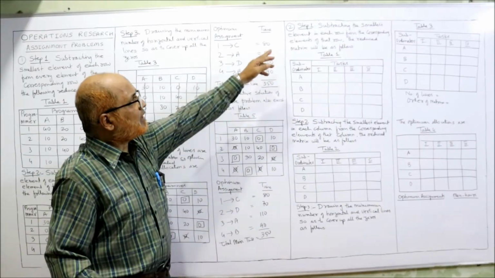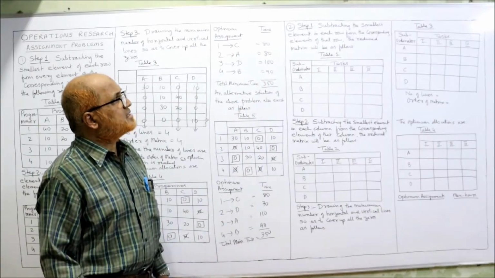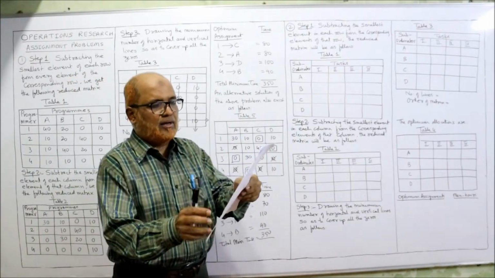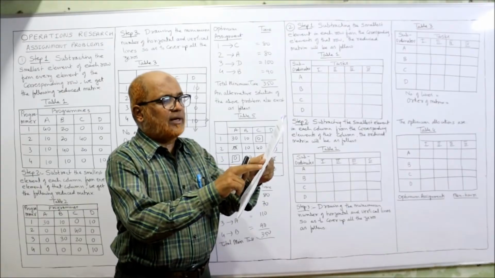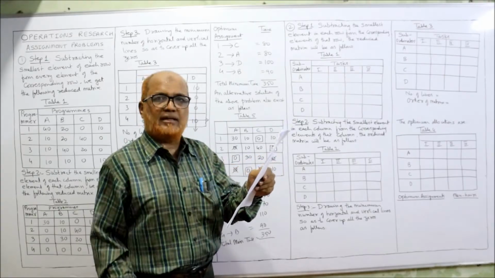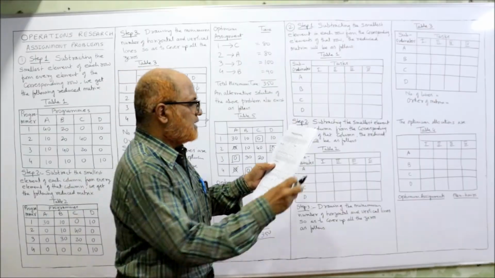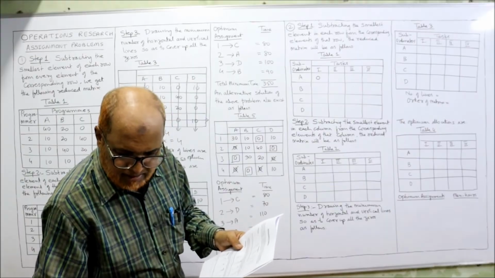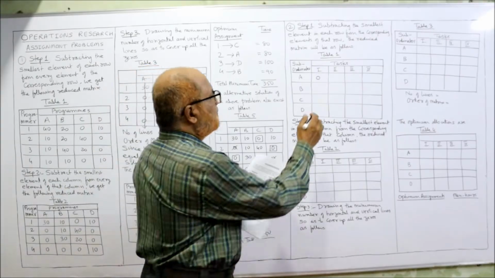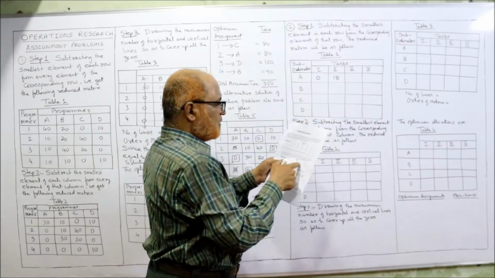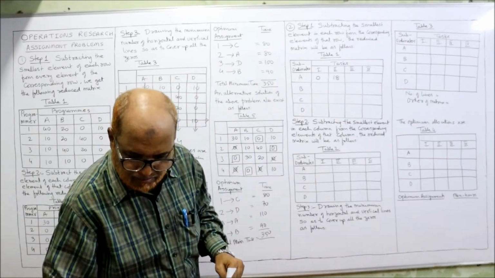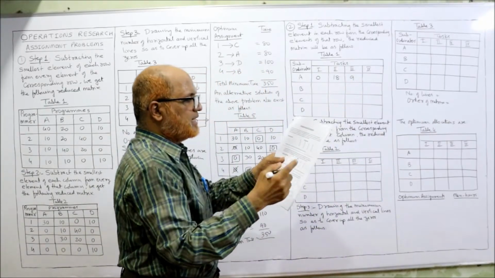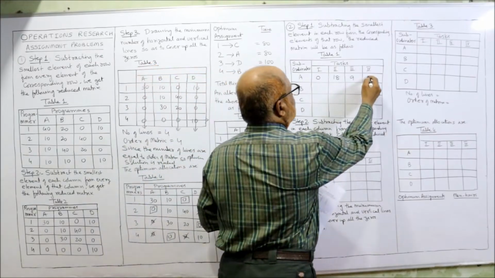Now we need the first step: subtracting the smallest element in each row from the corresponding element of that row. The reduced matrix is given. So here, first row we can see 8, 26, 17, 11. Minimum is 8. So subtract 8. 8 minus 8, 0. Then next one is 26 minus 8. It comes to 18. Next comes 17 minus 8. You will get 9. Next one is 11 minus 8, 3.